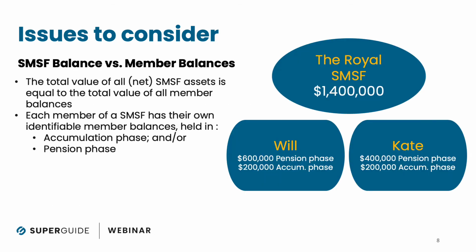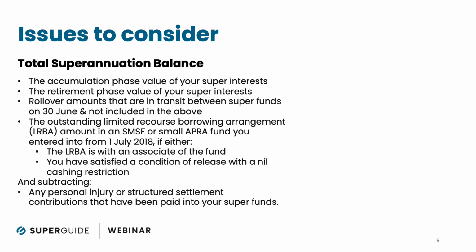Let's just say that in addition to these amounts, Will has requested that his industry fund roll over $100,000 from that fund to his SMSF, but it hasn't reached this SMSF. Well, we would need to add that amount in rollover to Will's total super balance at 30th of June if it hadn't quite hit his account yet.